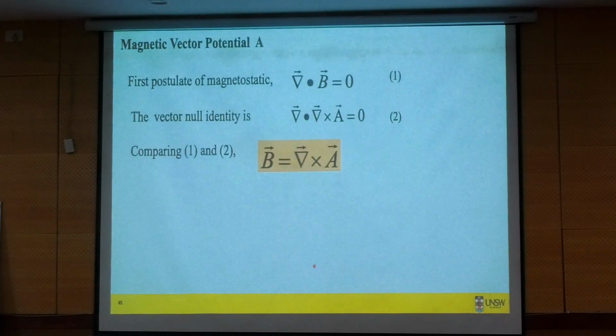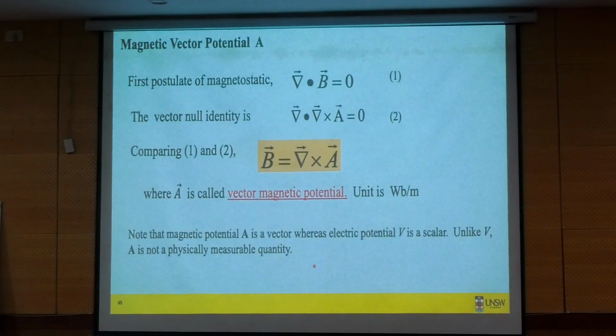The other important component is the magnetic vector potential, and this comes from the first postulate, that div of B is 0. According to vector calculus, if the divergence of a vector is 0, then that same vector can also be expressed as the curl of another vector. In the case of the magnetic field, that other vector is A, as you can see. This A is known as the vector magnetic potential.